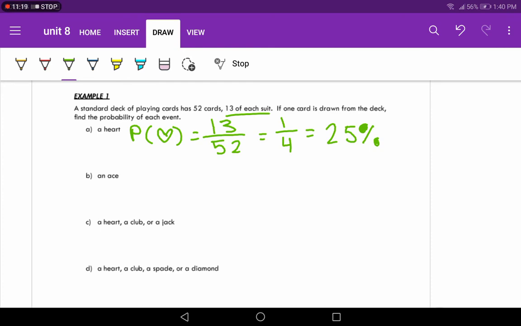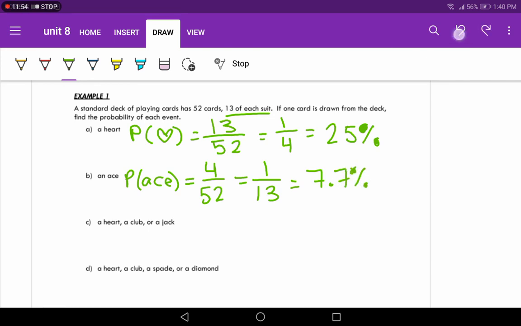Okay, probability of getting an ace. We know, or we should know, there's 4 aces in a deck of a total of 52. Again, you want to reduce that to lowest terms. If you divide by 4, this is a 1/13th chance of pulling an ace. And that as a percent is 7.7%. And again, remember you have to go to a decimal first, which I did, I just didn't write it down.